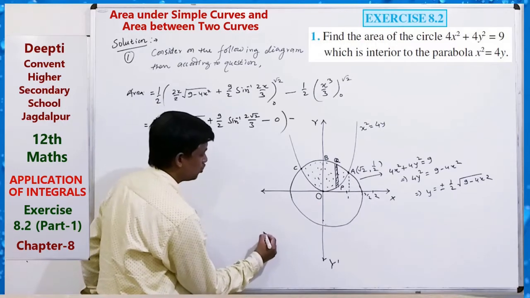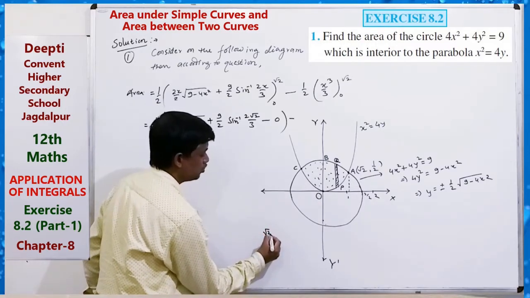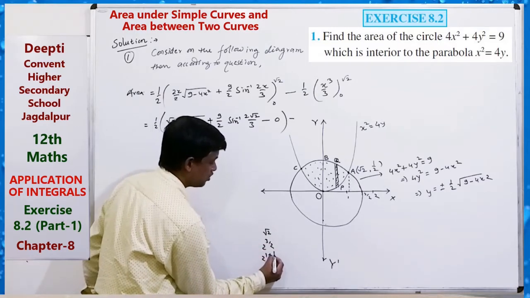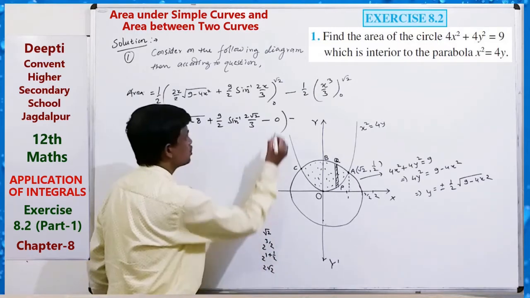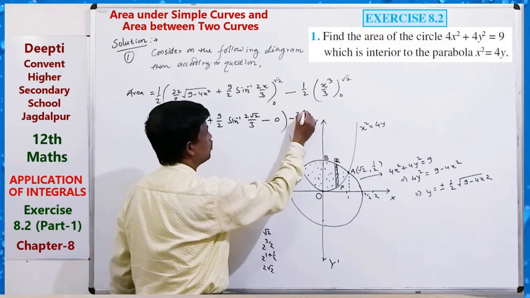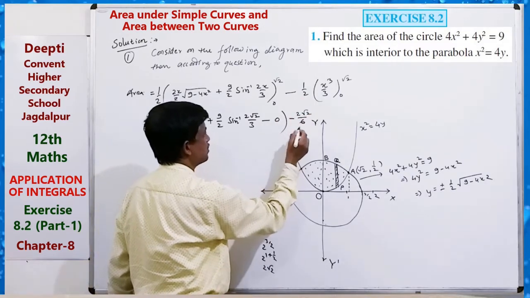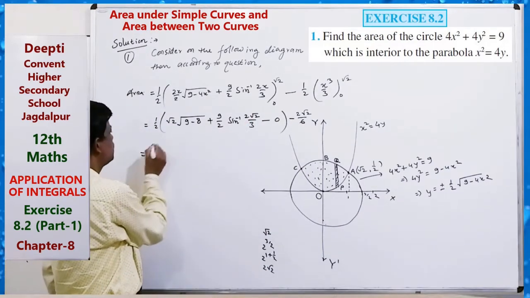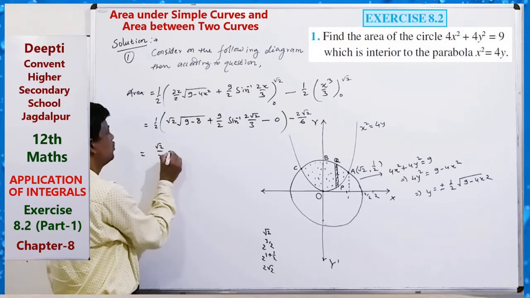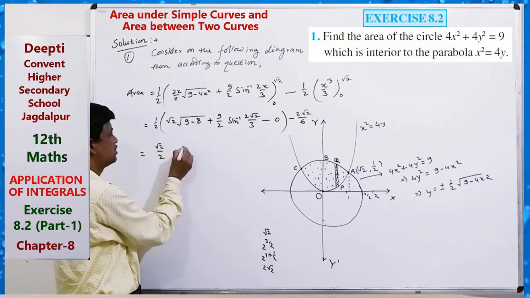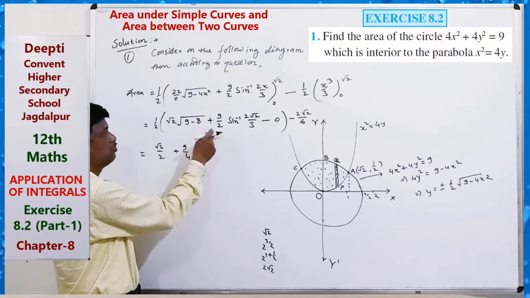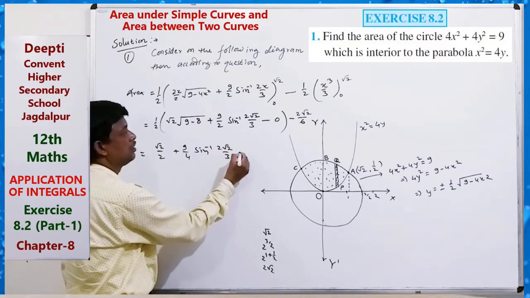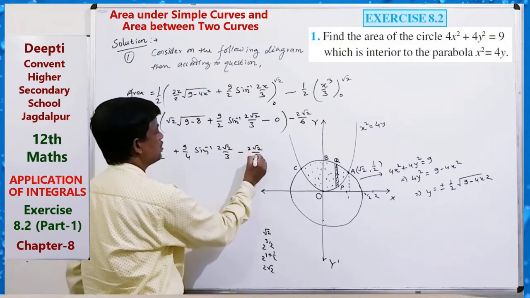Because root over 2 or 3 means what? 2 power 3 by 2 means what? 2, 1 plus 1 by 2, means 2 root 2. So 2 root 2 upon 6. This is 0. So this is equal to here root 2 by 2, 1 plus 9 by 4, 1 by 2 multiplied by sin inverse 2 root 2 by 3, minus 2 root 2 by 6.